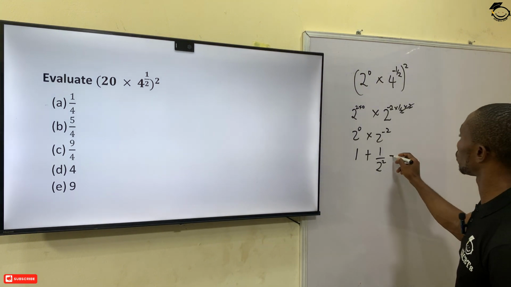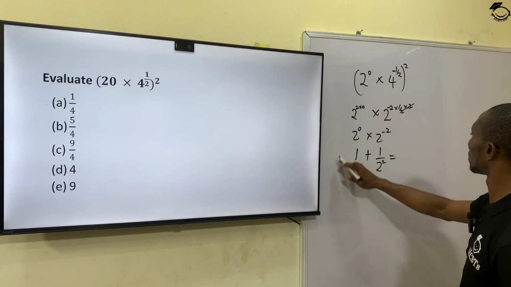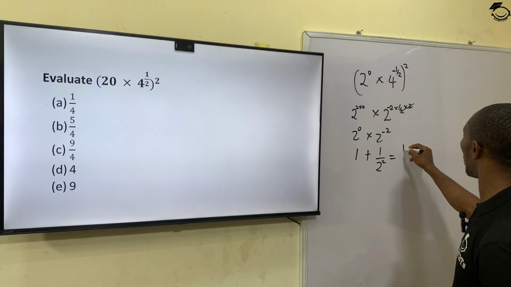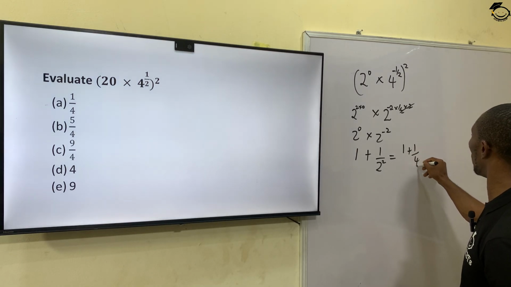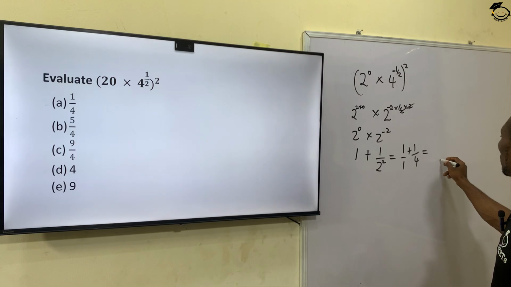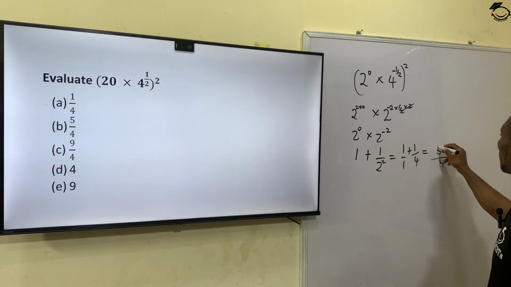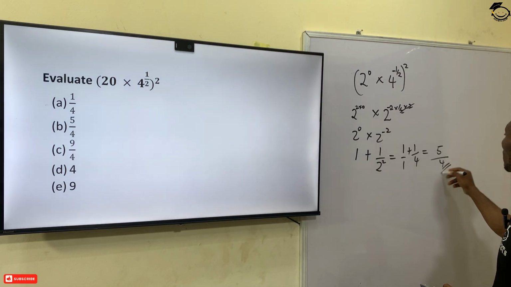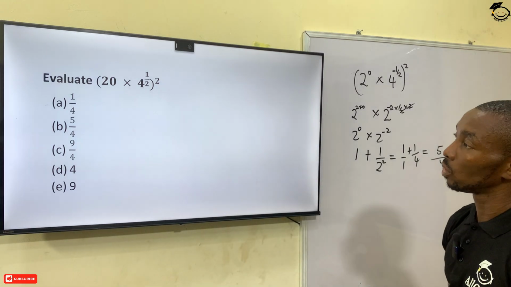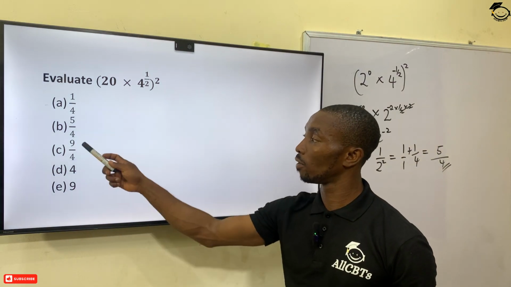So this will give us 1 plus 1 over 4, for which we find the LCM, which is 4, and it gives us 5 over 4 as our answer. So our answer would be 5 over 4.